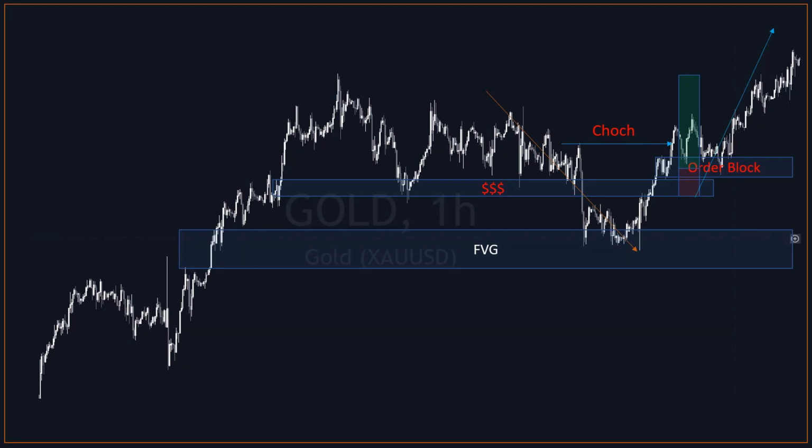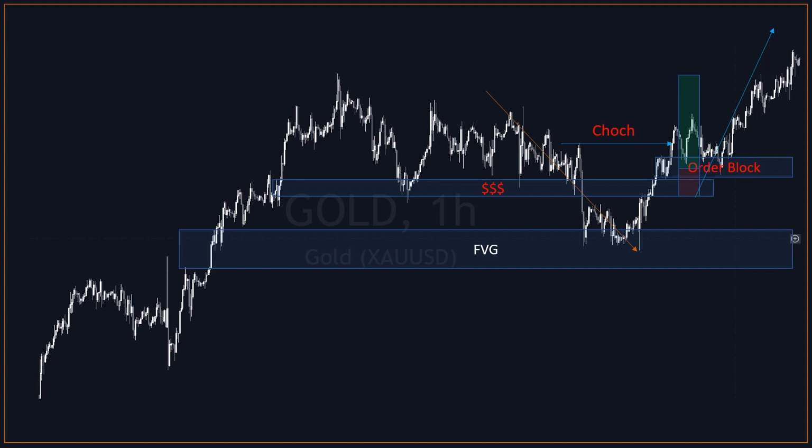You start on a higher time frame. You need to identify the market structure, whether you are in an uptrend. If you are in an uptrend, you are looking to buy the market. If you are in a downtrend, you are looking to sell the market. In this case, we are in an uptrend. Therefore, we are looking to buy the market.